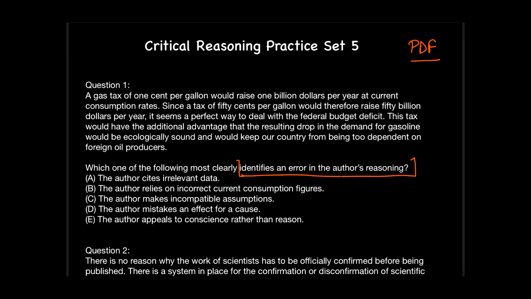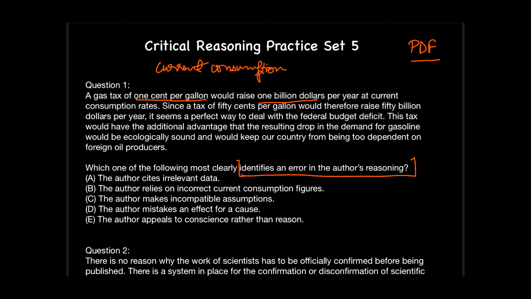So here in question number 1, we read a gas tax of 1 cent per gallon. Okay, the number is important here, so please make a note of it. 1 cent per gallon would raise $1 billion per year at the current consumption rates. That means, can we assume that the author has the current consumption rates with him? So what is the data with the author? The data with the author is the current consumption rates. Please keep that in mind.